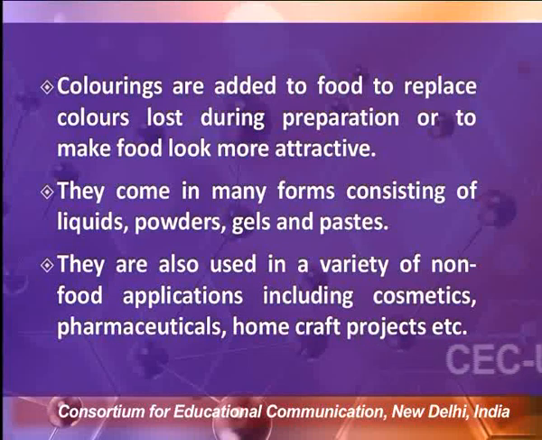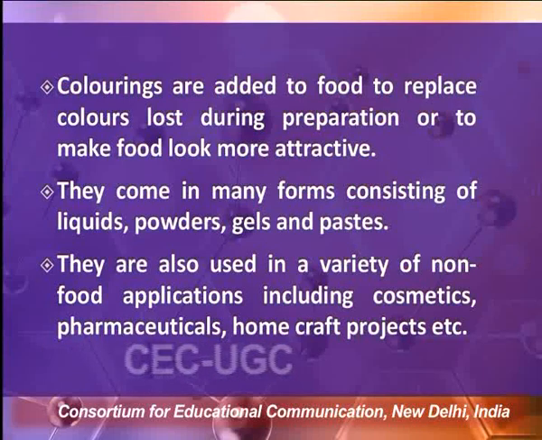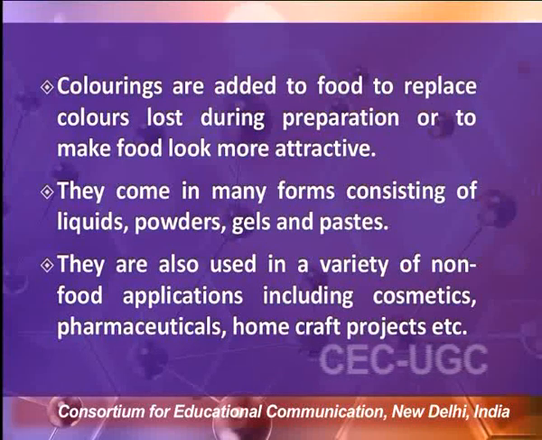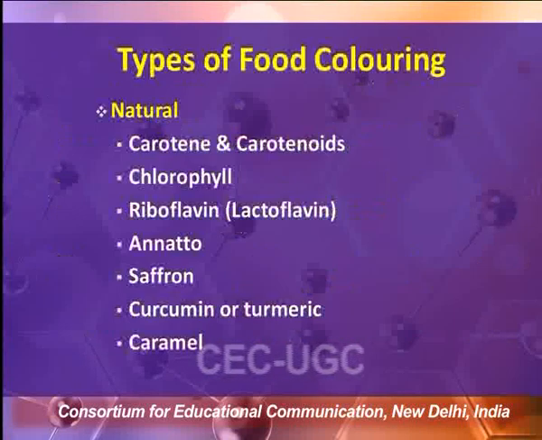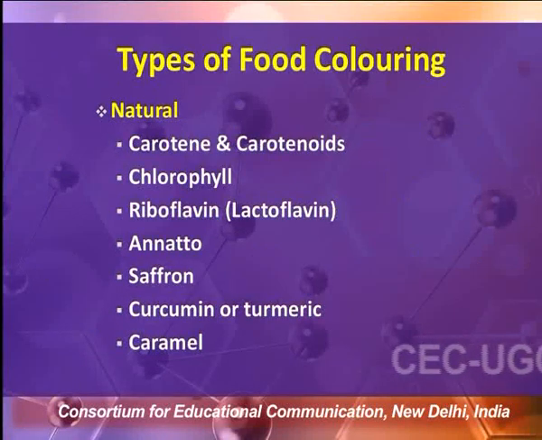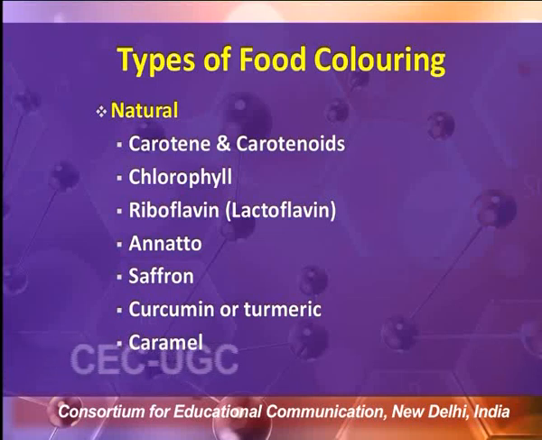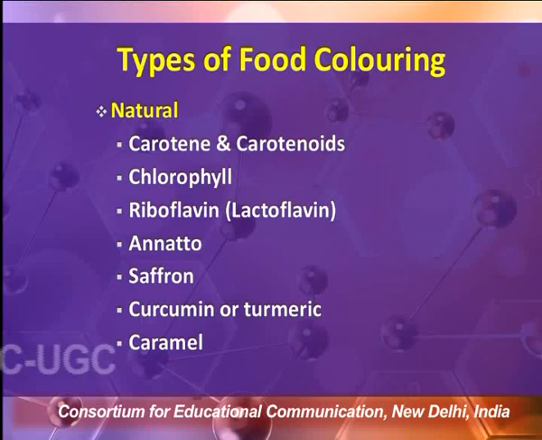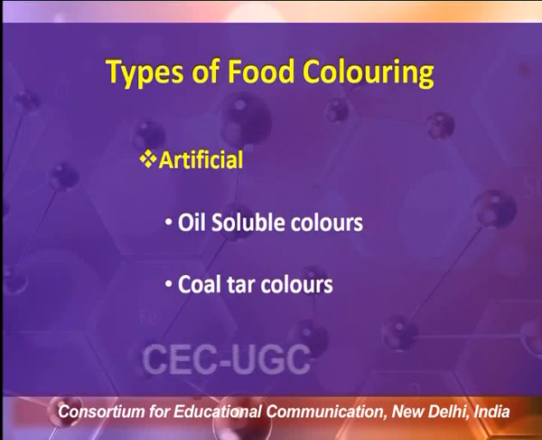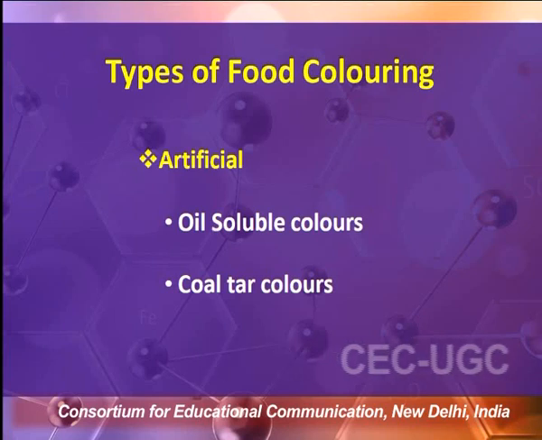They come in many forms consisting of liquids, powders, gels and pastes. They are also used in a variety of non-food applications including cosmetics, pharmaceuticals, home craft projects, etc. Types of food coloring. We have natural food colors like keratin and carotenoids, chlorophyll, riboflavin or lactoflavin, then annatto, saffron, curcumin or turmeric and caramel. Artificial, for example, oil-soluble colors and coal tar colors.